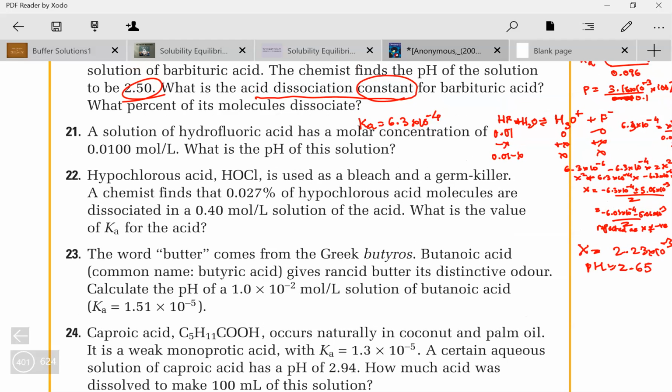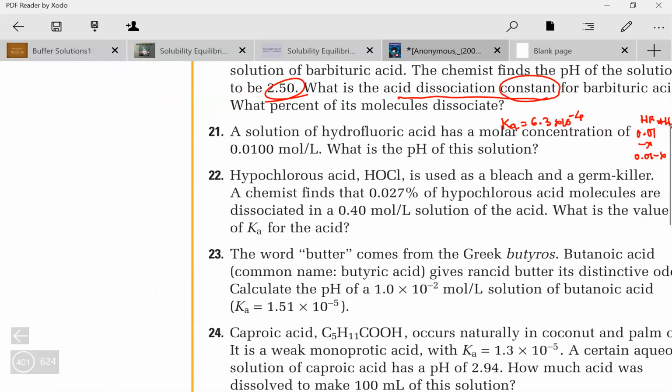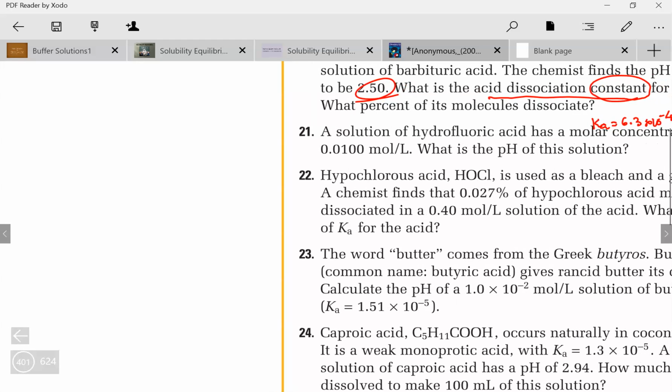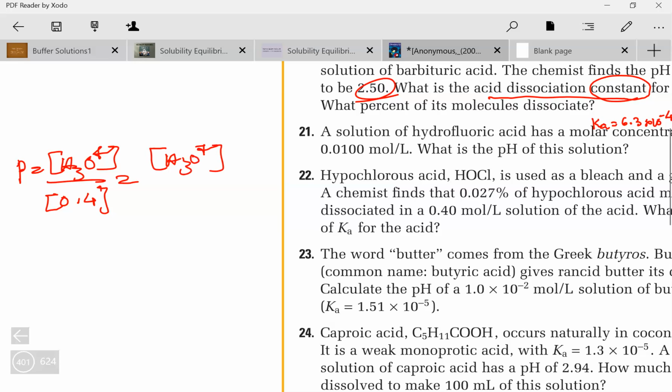Hypochlorous acid. Okay, so we're given the percent ionization is 0.027. So we'll do percent ionization is H3O plus divided by 0.4, because that's the initial concentration. So I know my H3O plus is 0.4 times 0.027%. So that is 1.08 times 10 to the power negative 4.